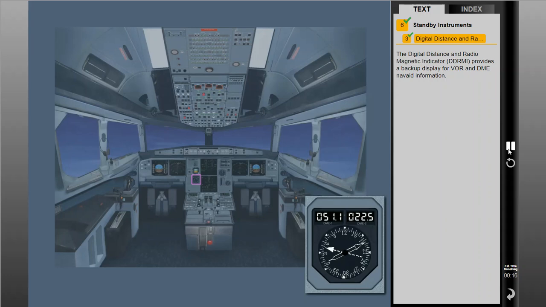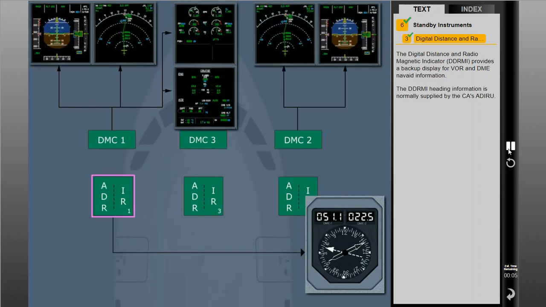The Digital Distance and Radiomagnetic Indicator, or DDRMI, provides a backup display for VOR and DME nav-aid information. The DDRMI heading information is normally supplied by the captain's ADIRU.